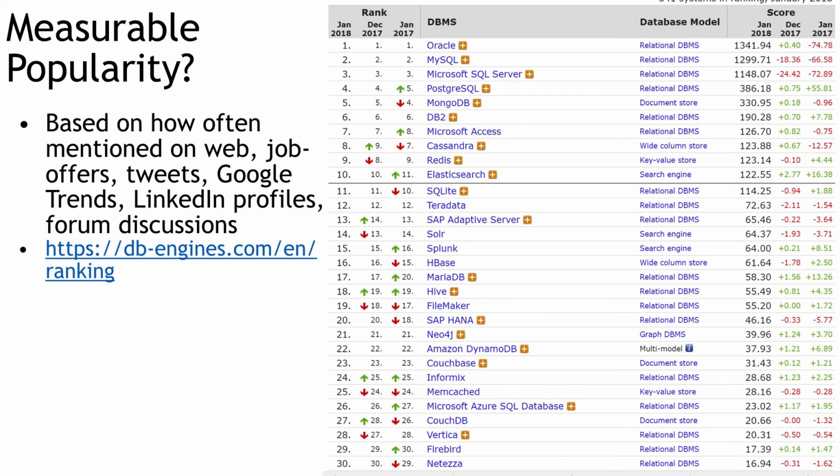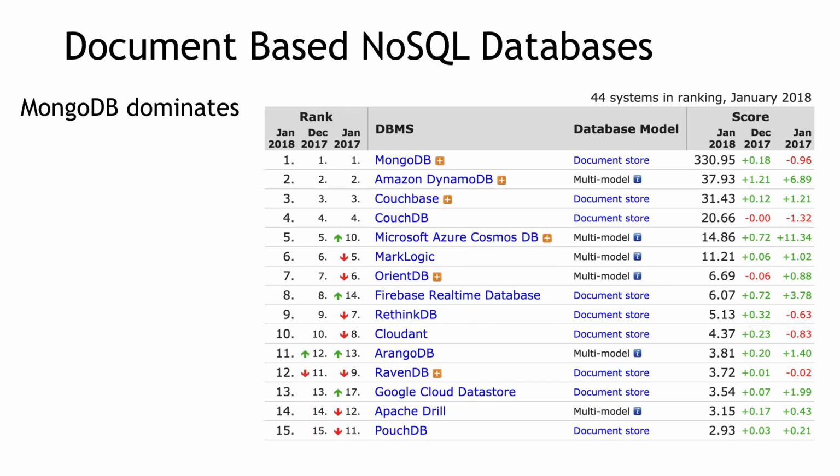So let's reduce the table to focus on the document-based databases. And if we do that here in this particular slide, we see that MongoDB is about 10 times more popular than any of its competitors while focusing on document-based NoSQL databases. As you can see here in this table, we have 330 versus 37, which is Amazon DynamoDB. And we see there's a significant difference between the popularity of these databases.